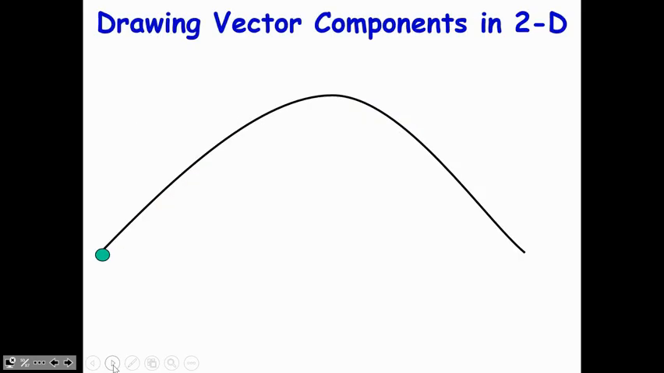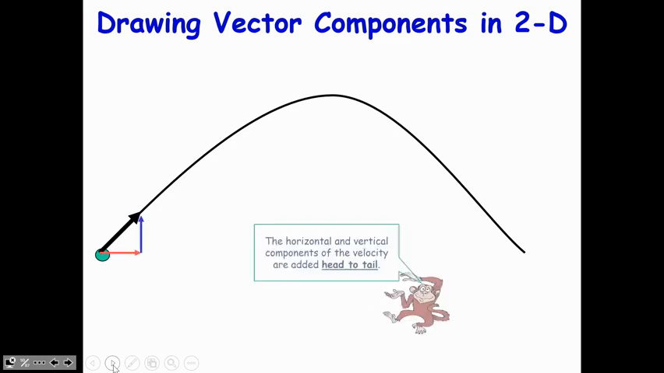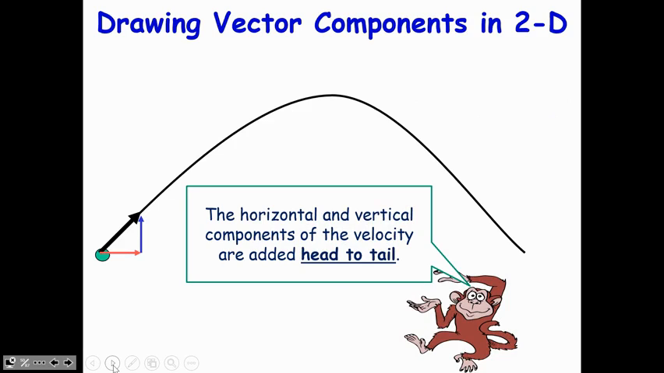Well, why will this be important when looking at projectile motion for objects launched at an angle? If you have an object that's launched at an angle, that resultant velocity must be comprised of a horizontal and vertical component. In other words, if we add those two velocity components head to tail, we get our resultant velocity.